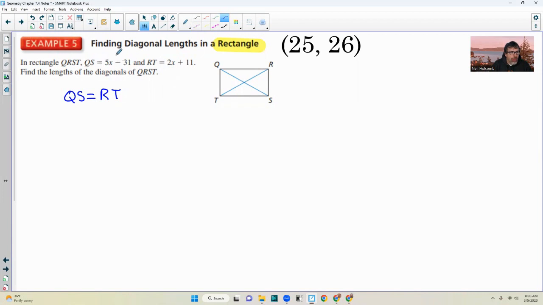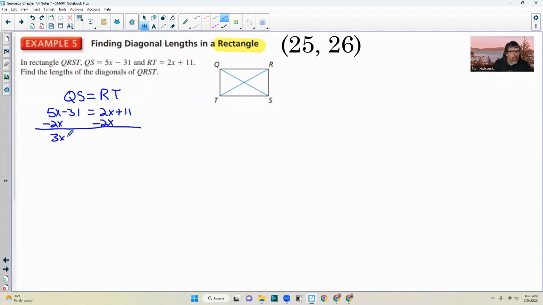So here we're told QS is 5x minus 31. So substitute. QS is 5x minus 31. RT is 2x plus 11. Substitute 2x plus 11 in for RT. Now we have two linear equations equal to each other, one variable we can solve. Subtract 2x from both sides. Always move the smaller x first.